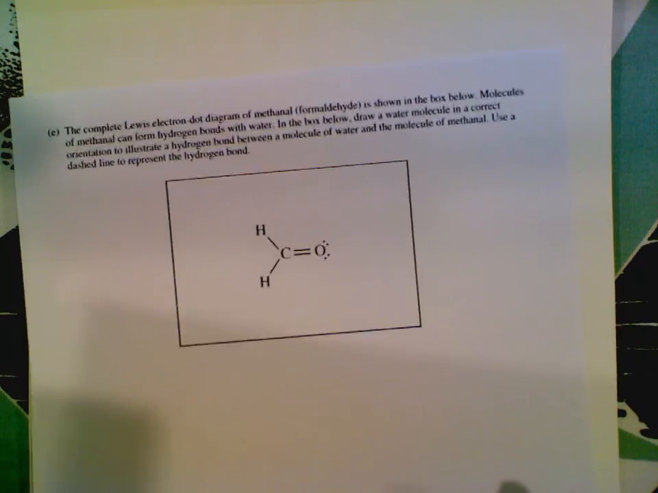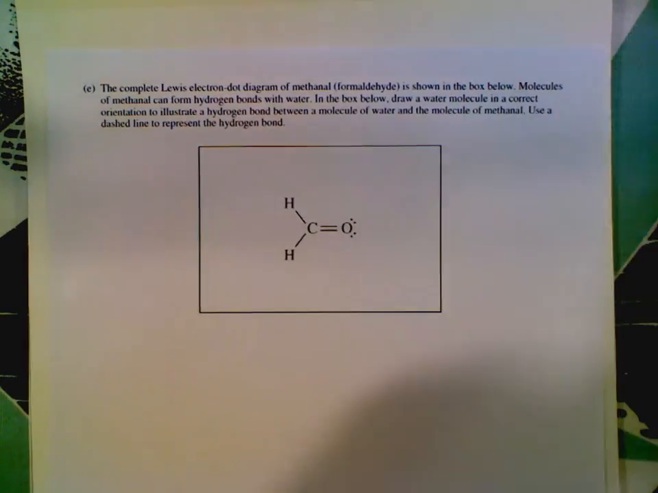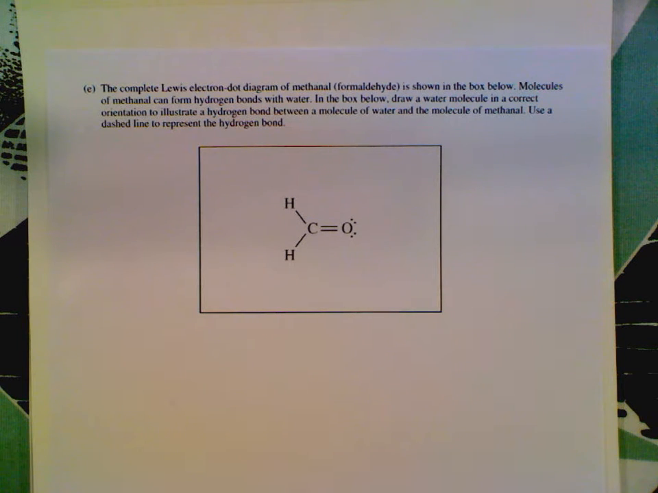All right. Finally, to the end of this one, it says the complete Lewis electron dot structure of methanol, which is formaldehyde, is shown in the box below. Molecules of methanol can form hydrogen bonds with water. In the box below, draw a water molecule in a correct orientation to illustrate a hydrogen bond between a molecule of water and a molecule of methanol. Use a dashed line to represent the hydrogen bond.